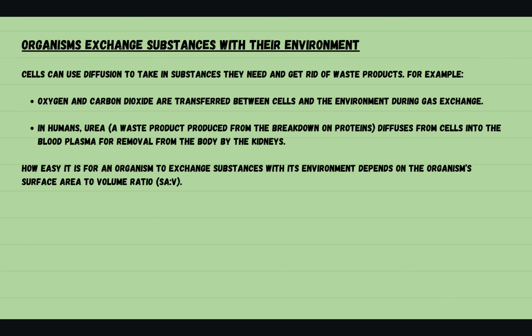In humans, urea, which is a waste product produced from the breakdown of proteins, diffuses from cells into the blood plasma for removal from the body by the kidneys. How easy it is for an organism to exchange substances with its environment depends on the organism's surface area to volume ratio, also abbreviated into SA to V.